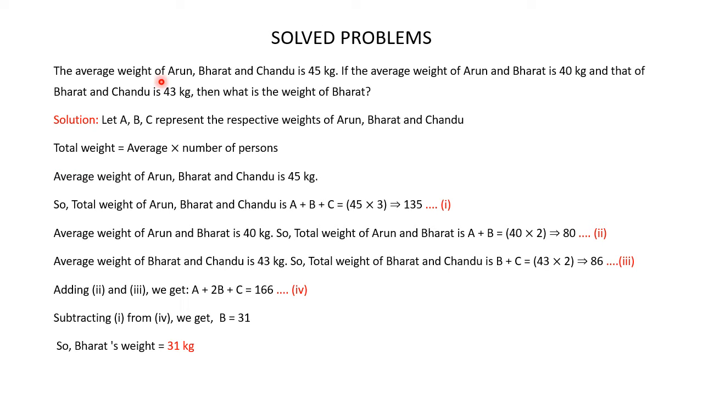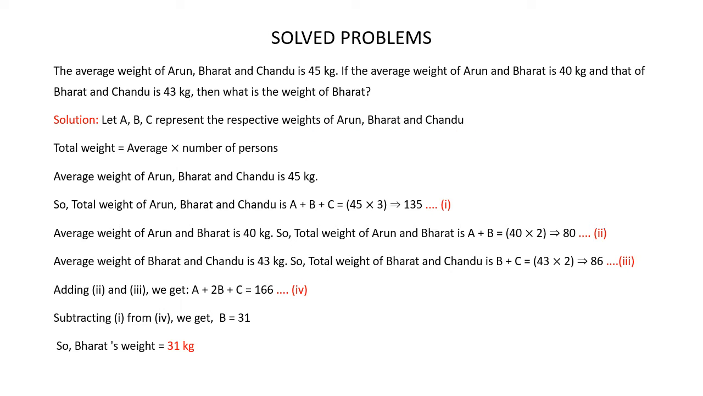The average weight of Arun, Bharat and Chandu is 45 kgs. If the average weight of Arun and Bharat is 40 kgs and that of Bharat and Chandu is 43 kgs, then what is the weight of Bharat? Now let A, B and C represent the respective weights of Arun, Bharat and Chandu.